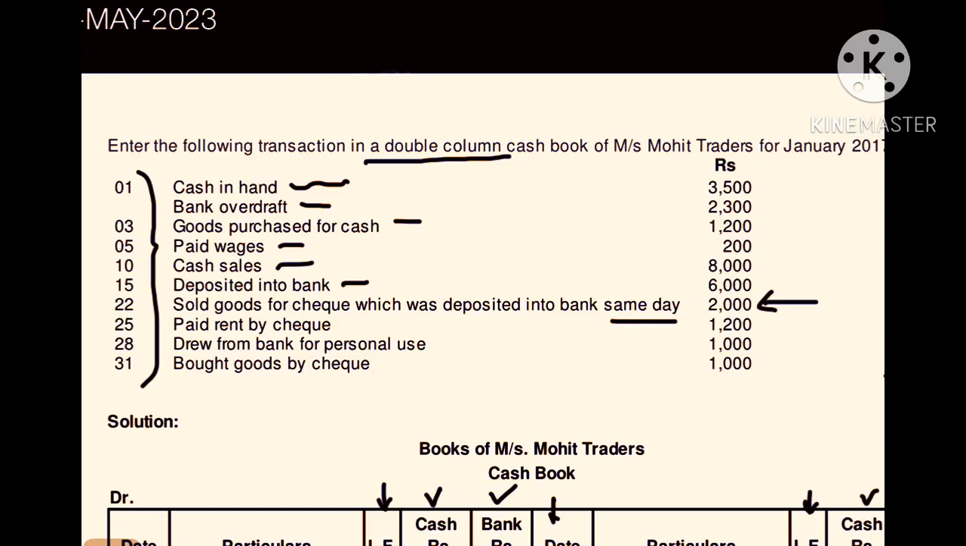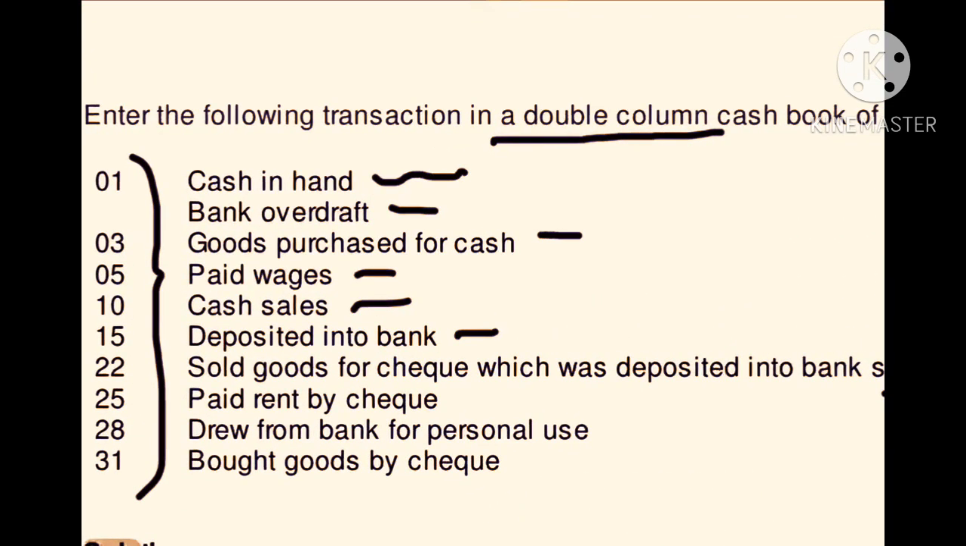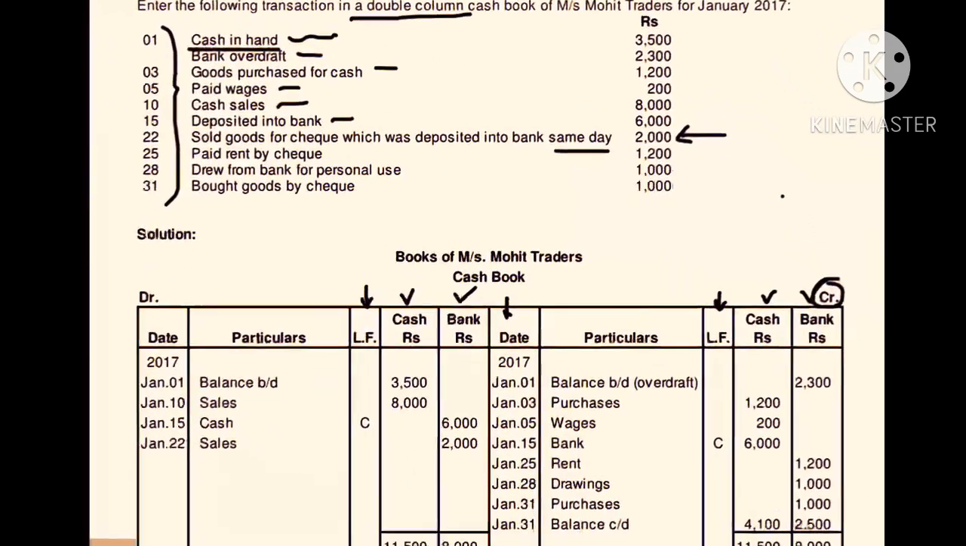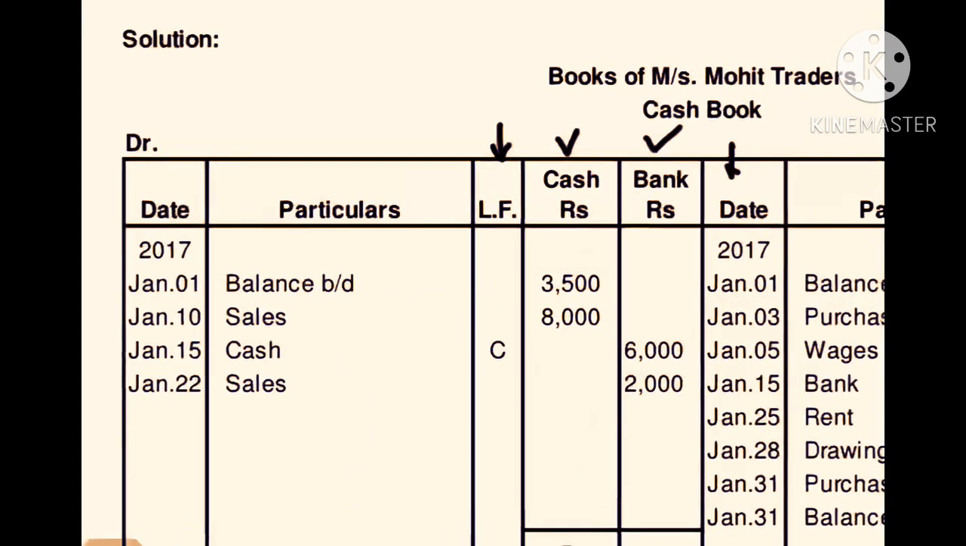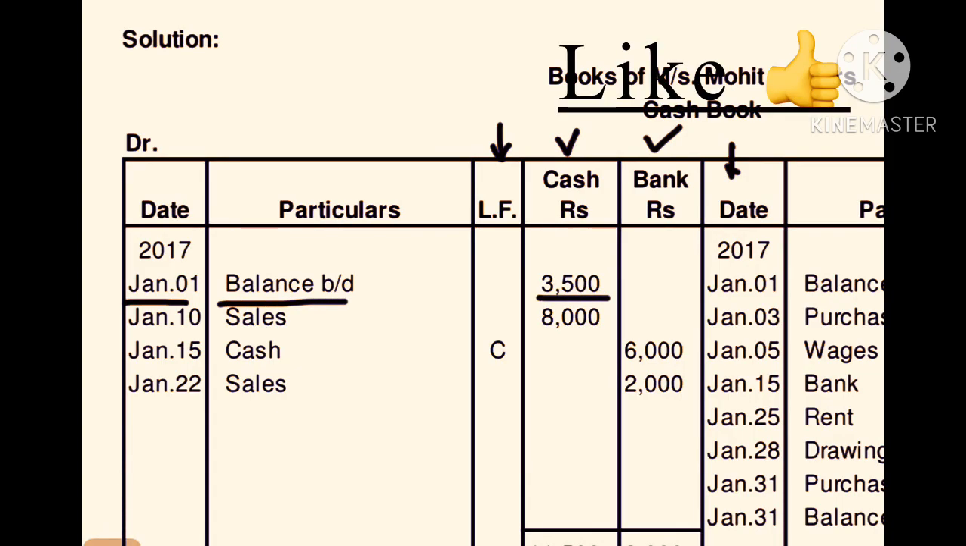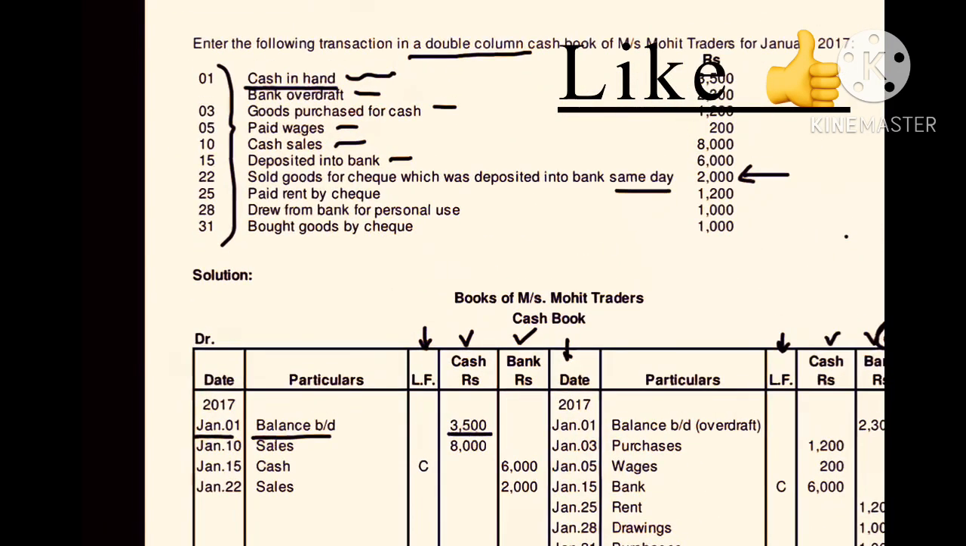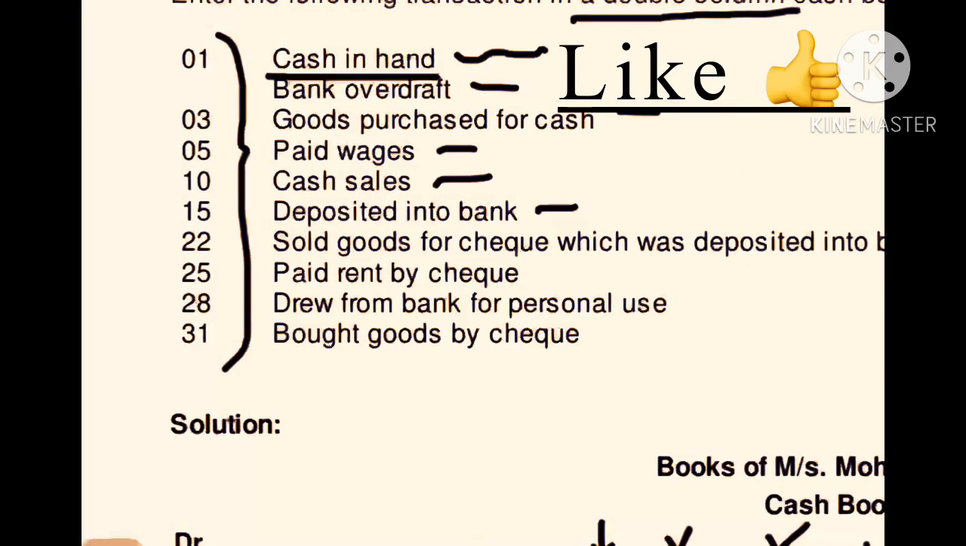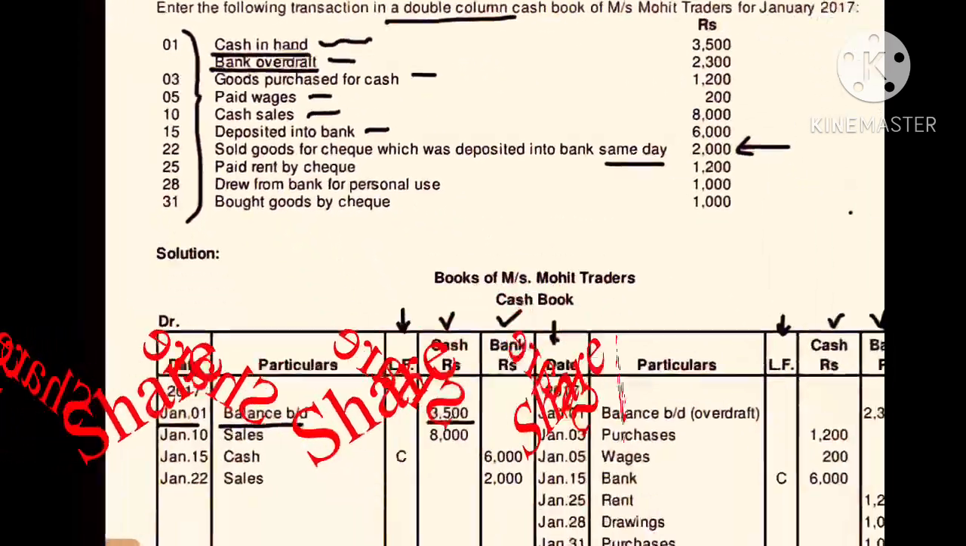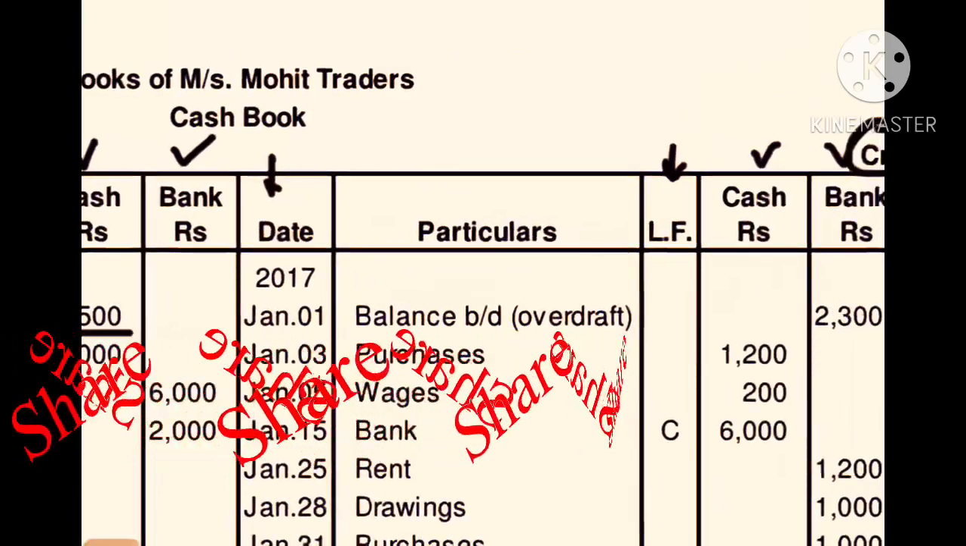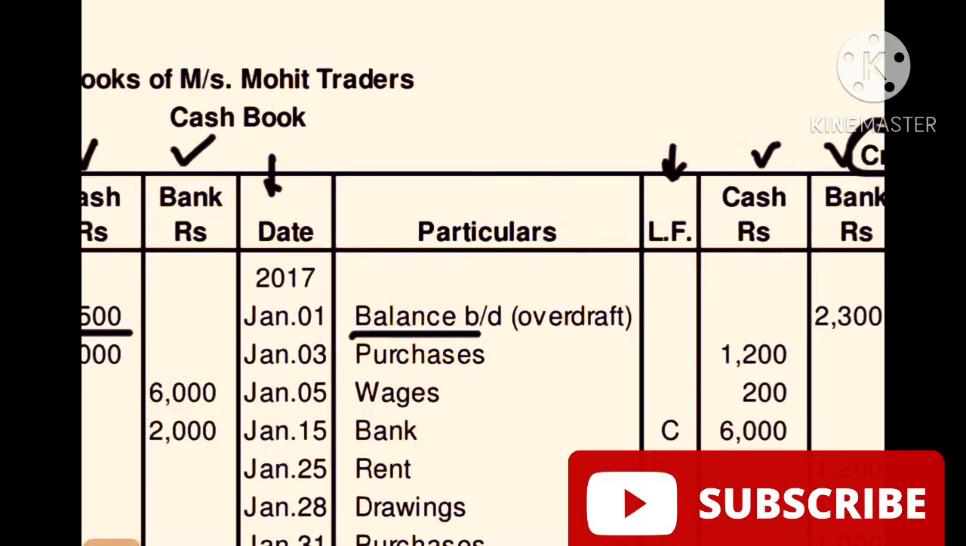The first point, cash in hand, is the opening balance of cash. So I am writing on 1st January, balance b/d, with the amount in the cash column. You can see that is the opening balance of cash. Next, bank overdraft is going to be put into the credit side as balance b/d on the same date, 1st January. The amount is written on the credit side in the bank column.